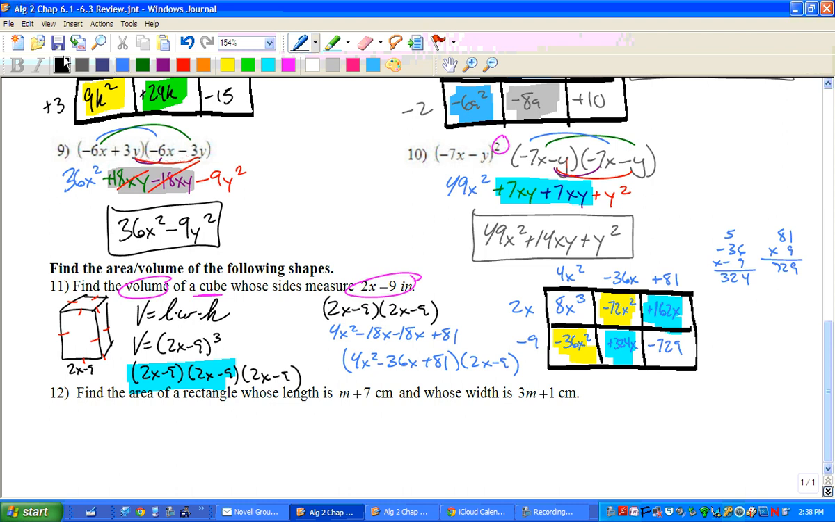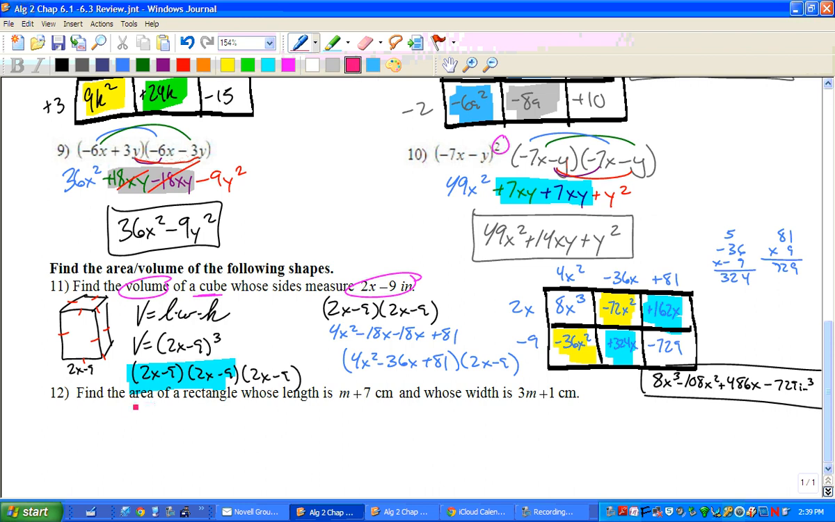So go ahead and combine your like terms, which we've already highlighted. You get 8x cubed minus 108x squared plus 486, I'm sorry, 486x minus 729, and they're talking about inches cubed. So that's your final answer. Woo! Mouthful.